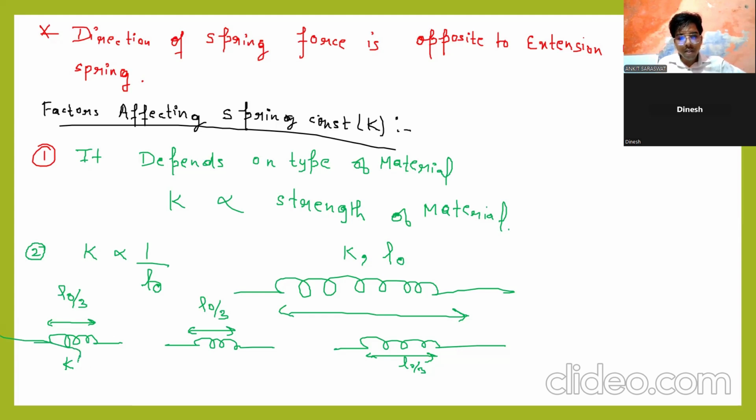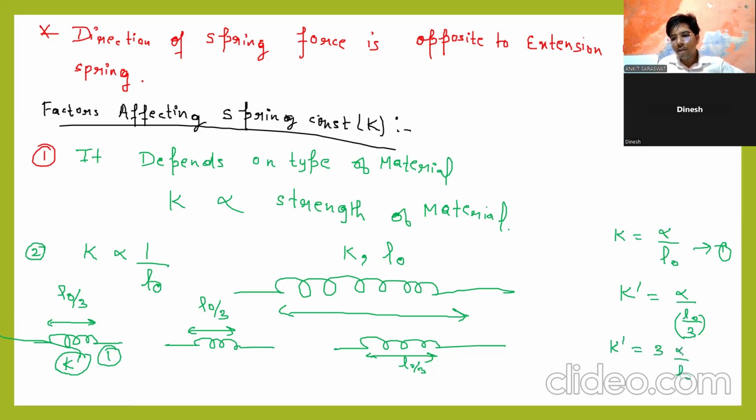Now my question is, what is k dash here? Spring constant, now the length is L naught by 3. Since we know k is inversely proportional to length, if you remove the proportionality, one constant will come. You can take alpha. Equation 1, for the original spring. For this case, let us suppose spring constant is k dash, the constant remains alpha and length will be L naught by 3. So if you look carefully, it will be 3 alpha by L naught. And what is 3 alpha by L naught? It is 3k. Clear?